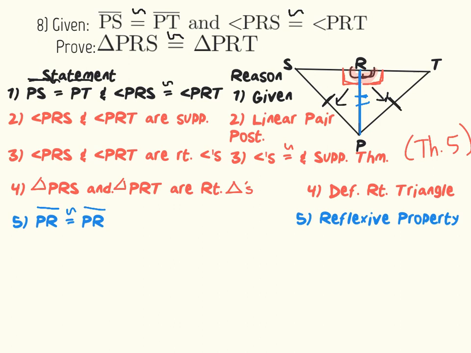Since I have a leg, a hypotenuse, and a right triangle, I checked all my conditions, so the HL theorem holds, so I can say the two triangles are congruent. That's my last step, to say that triangle PRS and triangle PRT are congruent. So we say triangle PRS is congruent to triangle PRT by the hypotenuse leg theorem, and then we are done with our proof.